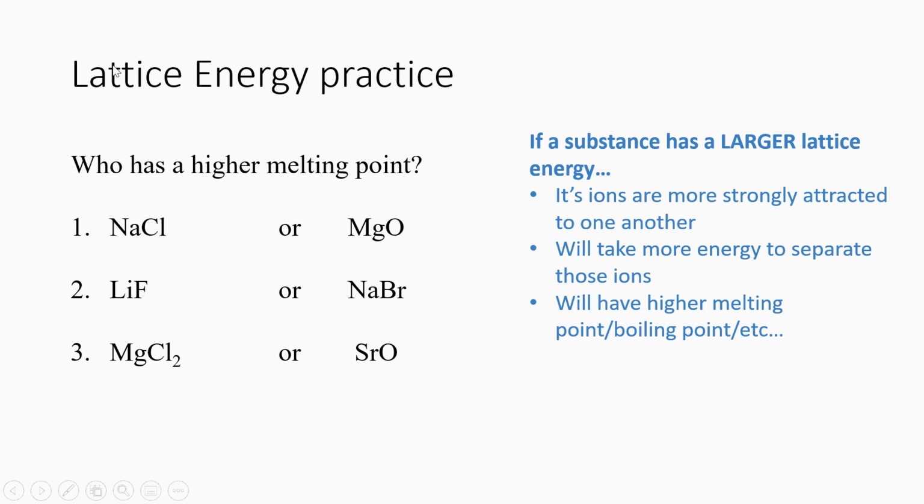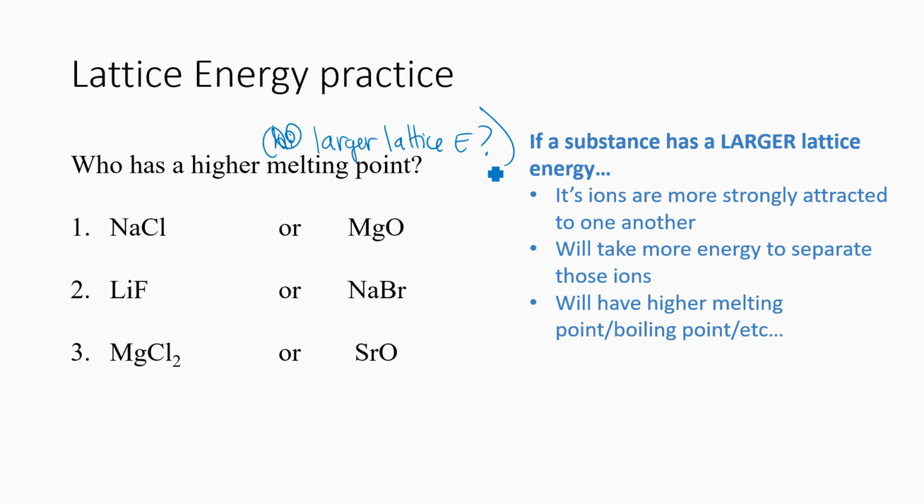Okay, so practice problem, lattice energy practice. Who has a higher melting point? You might wonder, we haven't talked about melting point yet. Well, how do melting point and lattice energy relate? If a substance has a larger lattice energy, its ions are more strongly attracted to one another, and it will take more energy to separate those ions. As a result, we'll end up having a higher melting point or boiling point. So when we ask who has a higher melting point, really what we're asking is which substance has a larger lattice energy.